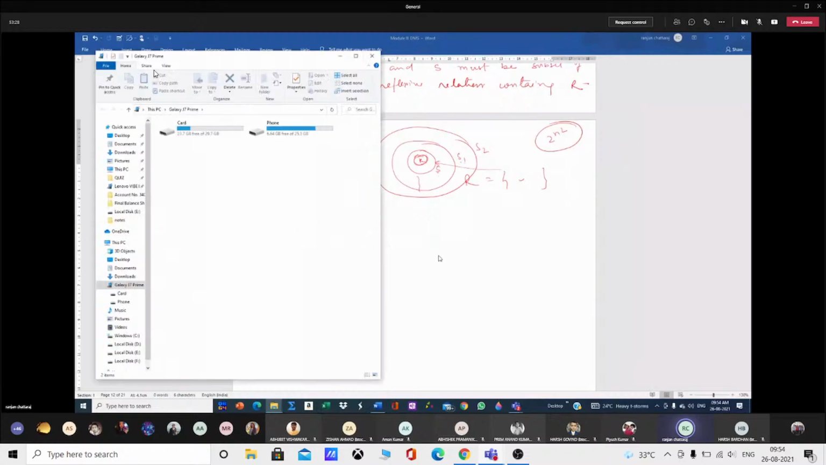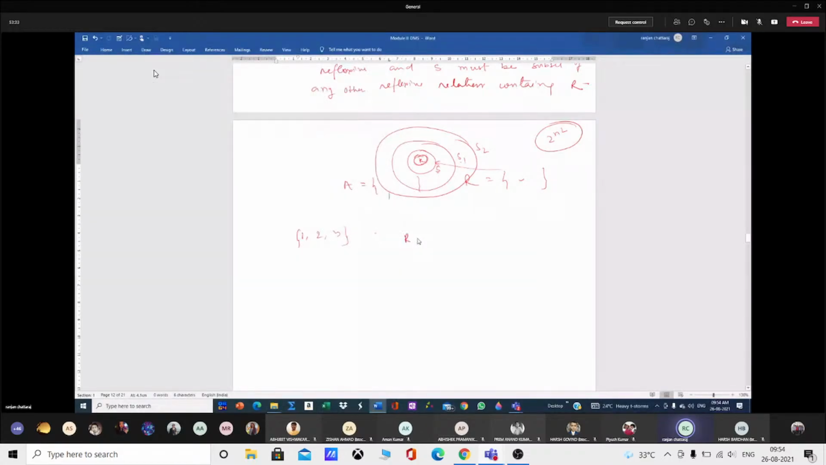1, 2, 3 and R is a relation, like (1,1), (2,1), (3,1). Okay, so what should be the closure of this? Symmetric closure of R. Just define this one. (1,1) should be here. (1,2) should be here, and (3,1).